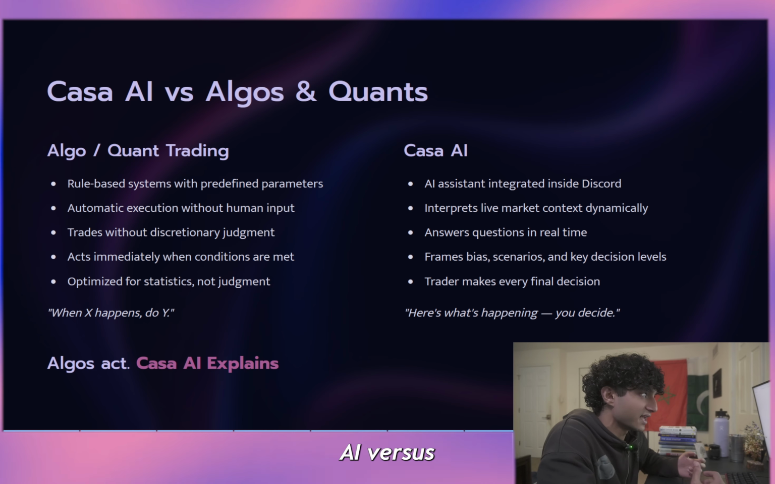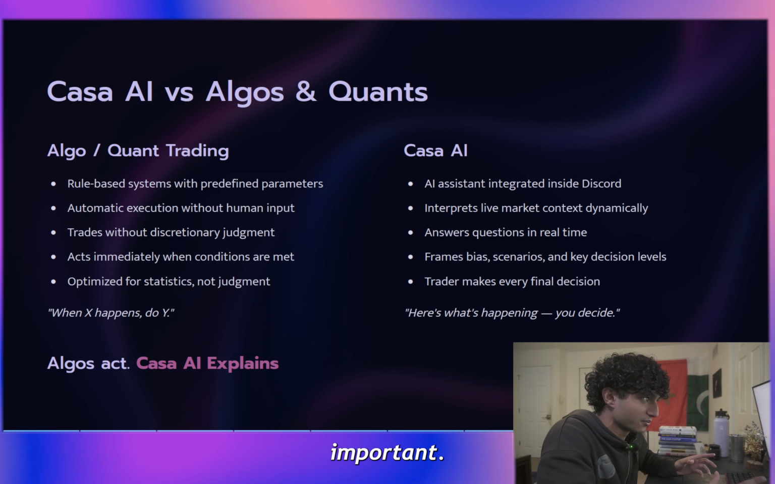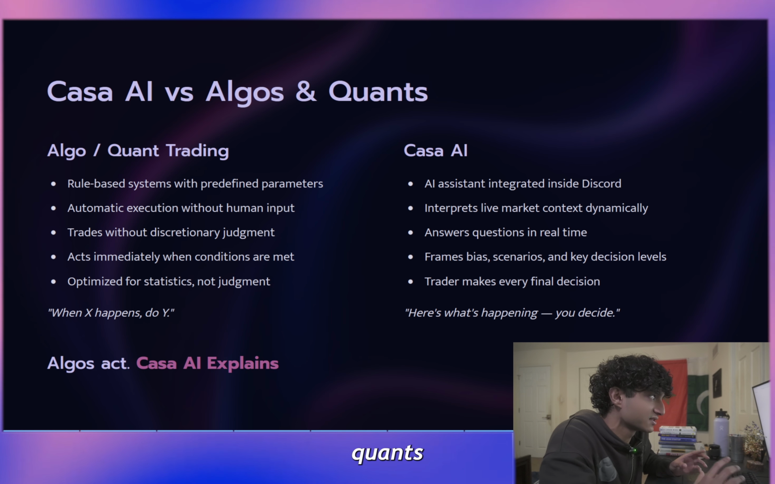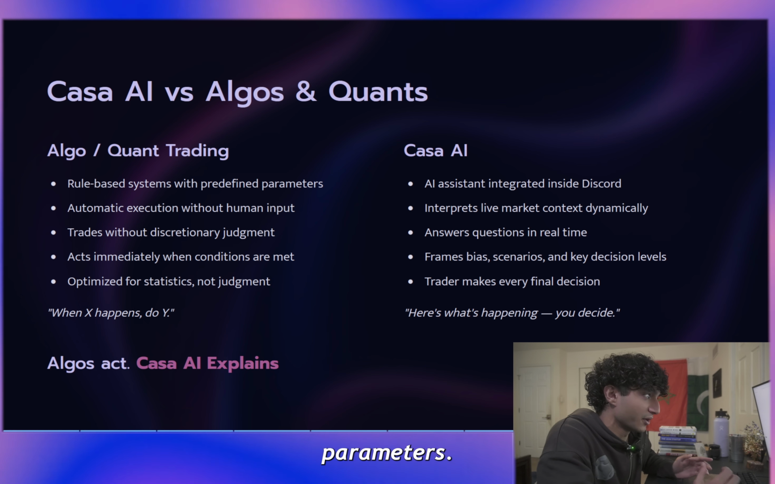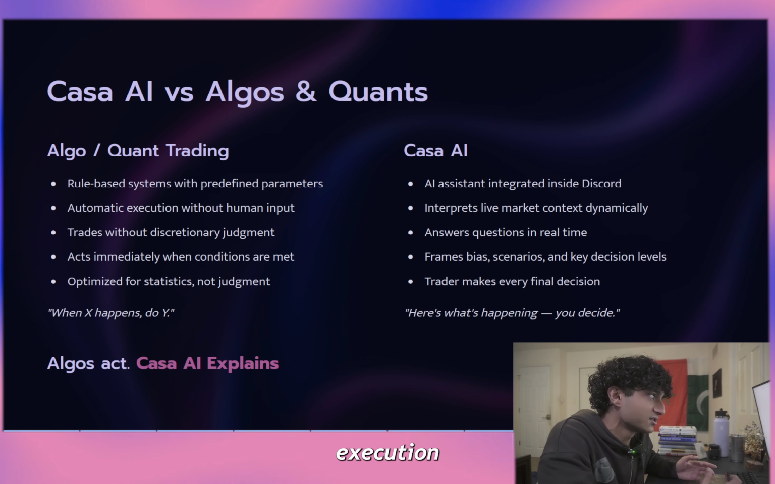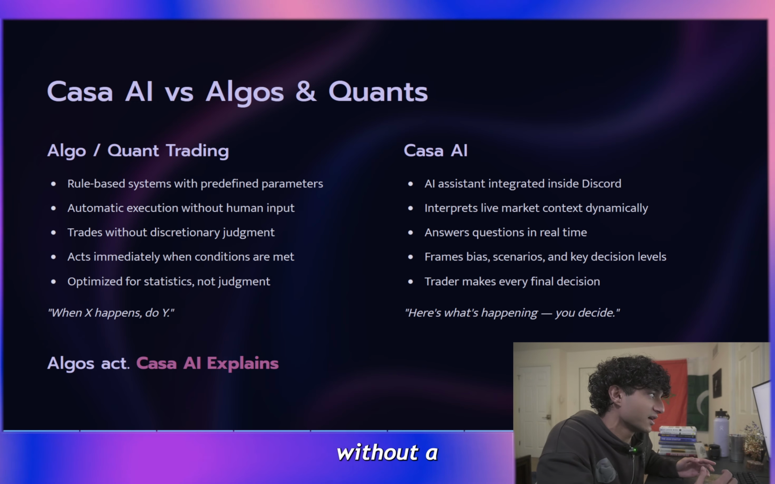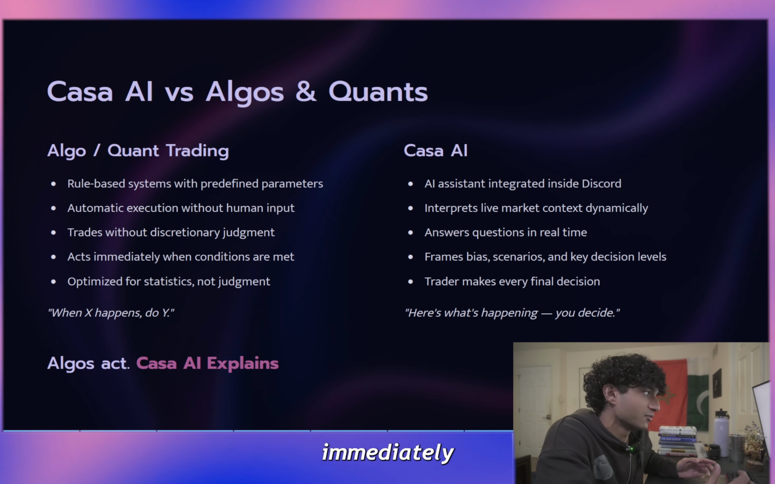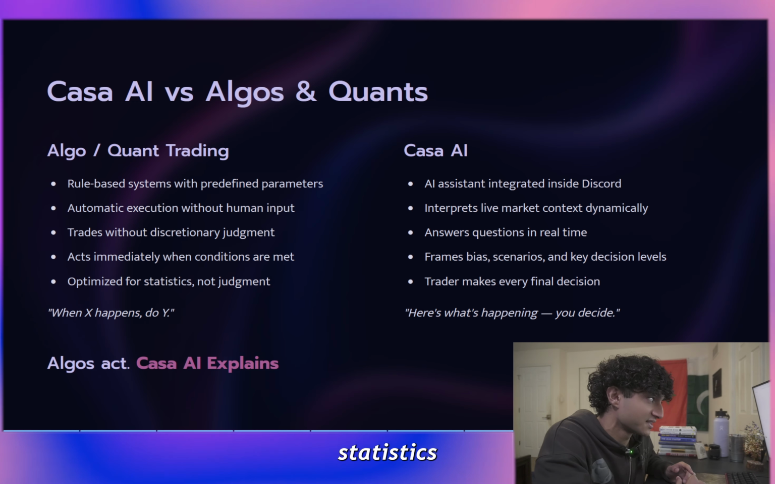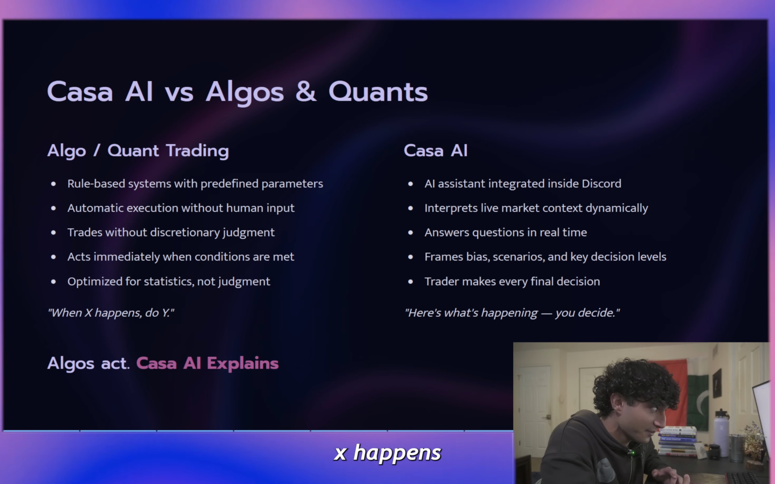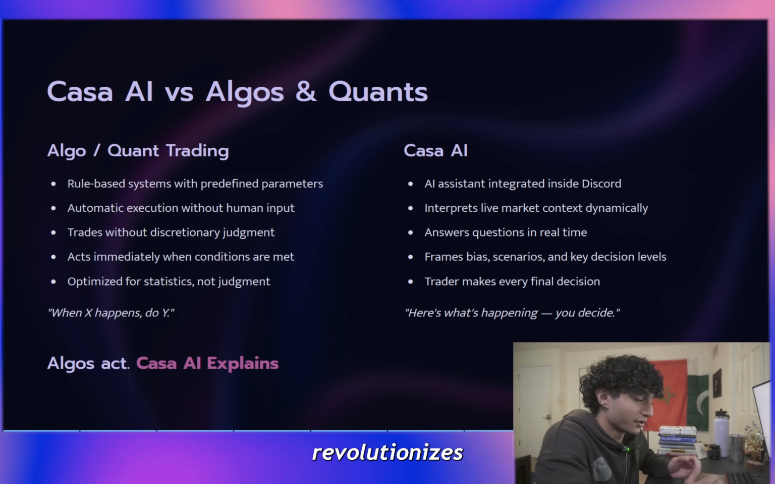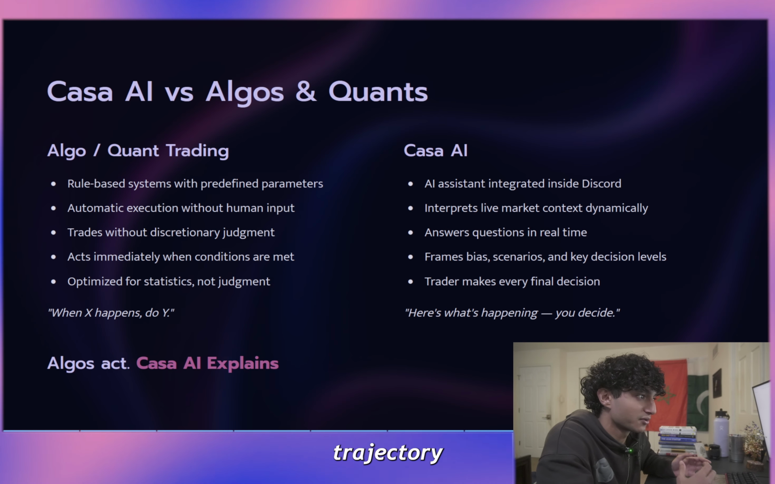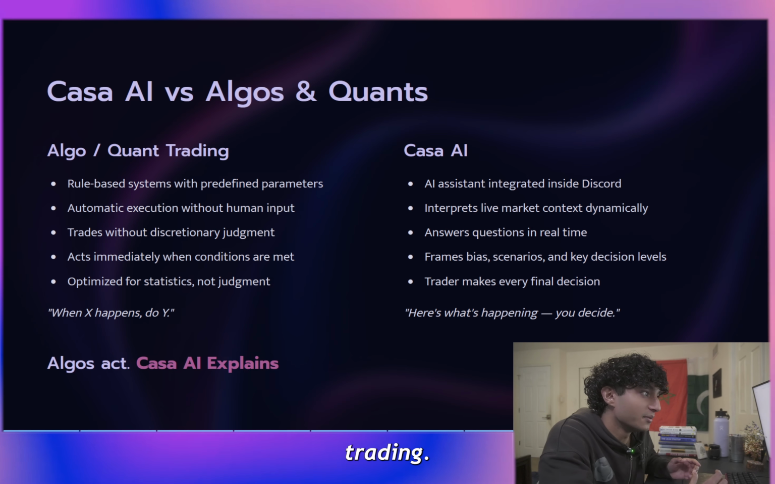So Keza AI versus algos and quants. Super important slide right here. Algos and quants trading are a rule-based system with predefined parameters, right? Automatic execution without human input. Trades without discretionary judgment, acts immediately when conditions are met, optimized for statistics, not judgment. So whenever X happens, do Y. This is how Keza AI is completely different and revolutionizes that entire trajectory of that way of trading.